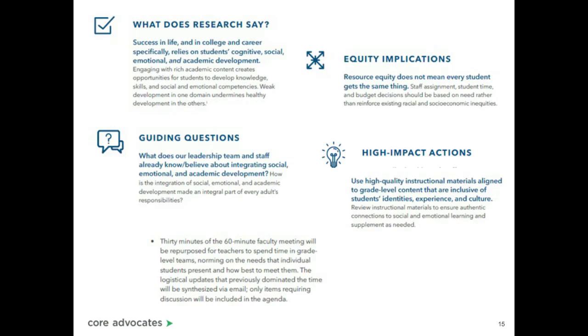These are examples coming up now from a few of the different sections, actually. So what does the research say comes from the vision of student success section. The equity implications is actually coming from the asset mapping section, which you'll see is that resource equity does not mean that every student gets the exact same thing. And then there's kind of a bold statement followed by a little bit more of a descriptor or a secondary question if the section is in question format. And those two sections, what does the research say and the equity implications, really are meant to be more informative and definitely fodder for conversation.